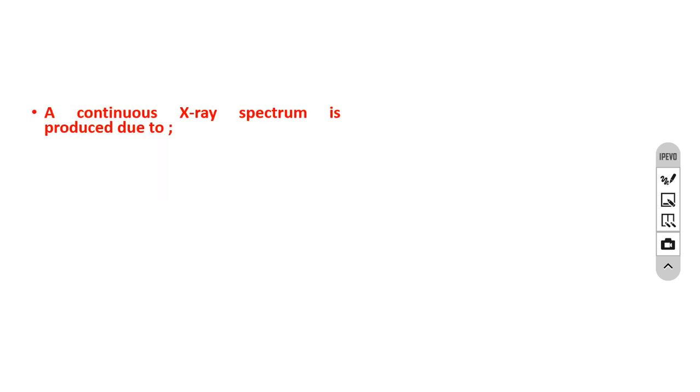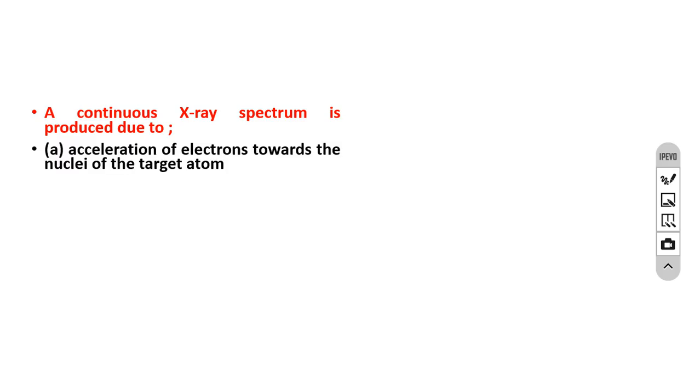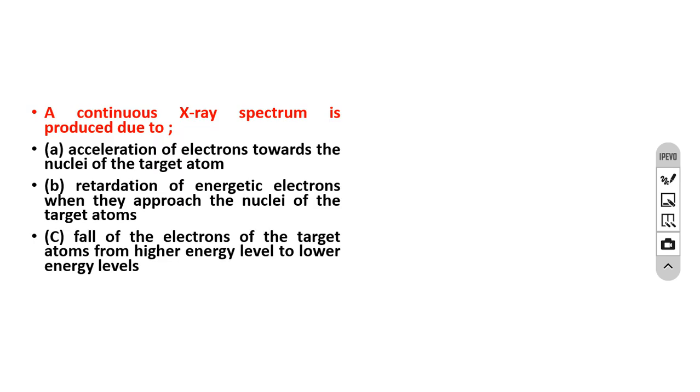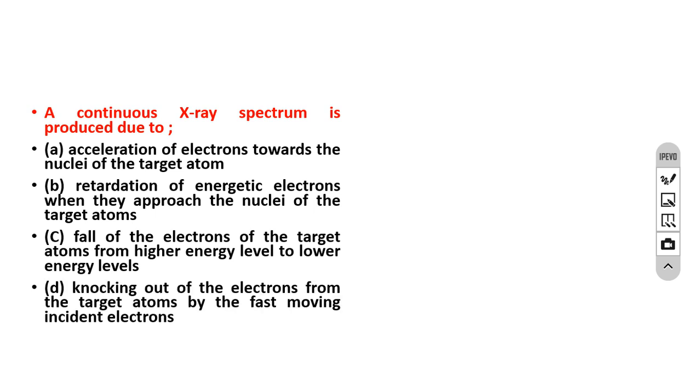This one says a continuous X-ray spectrum is produced due to: A. acceleration of electrons towards the nuclei of the target atom; B. retardation of energetic electrons when they approach the nuclei of the target atom; C. fall of the electrons of the target atom from higher energy level to lower energy levels; D. knocking out of electrons from the target atom by the fast-moving incident electrons.